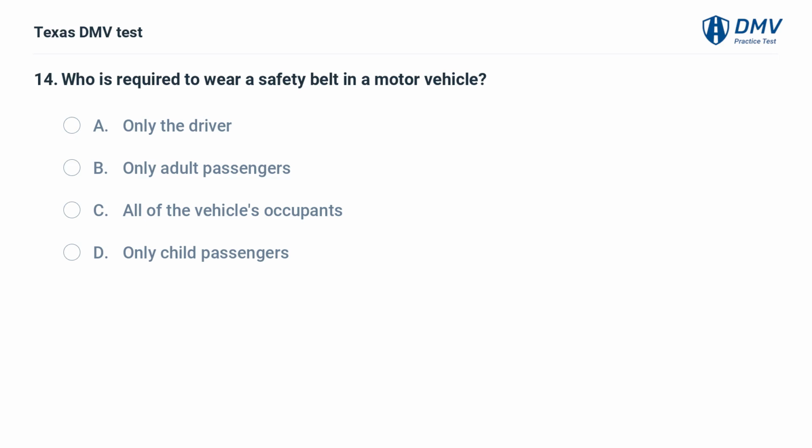Who is required to wear a safety belt in a motor vehicle? A. Only the driver. B. Only adult passengers. C. All of the vehicle's occupants. D. Only child passengers.